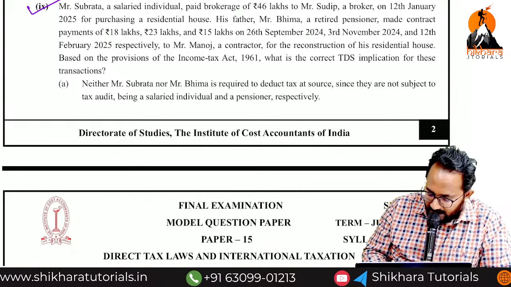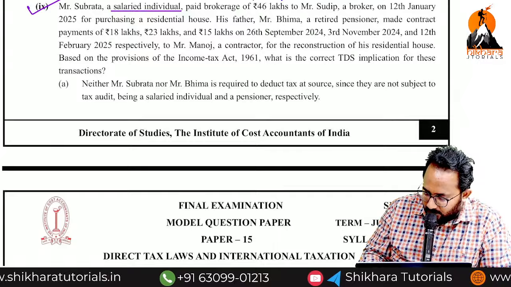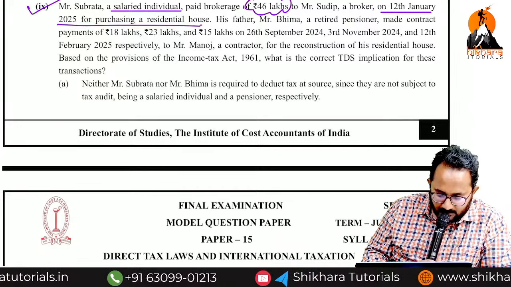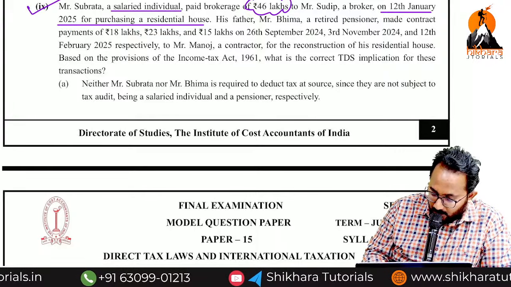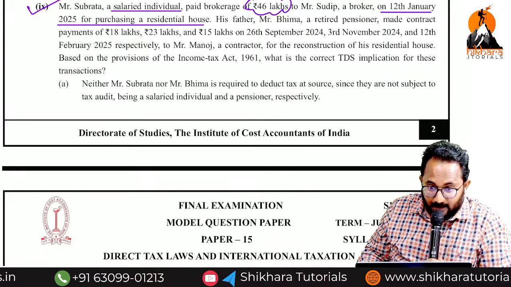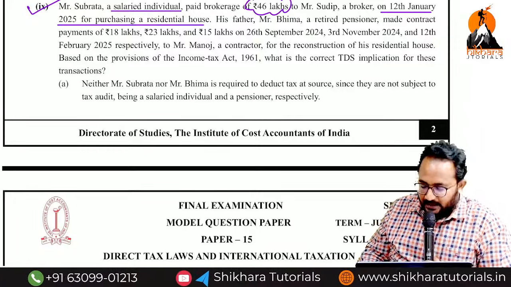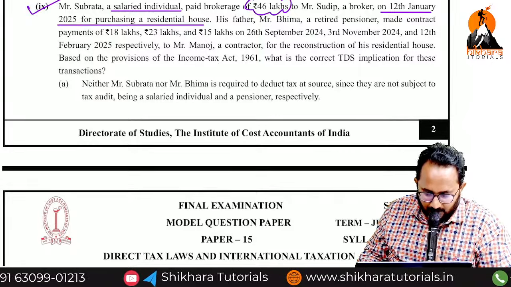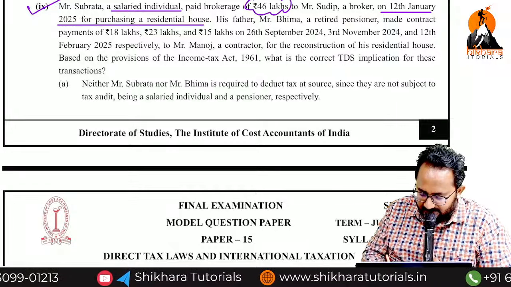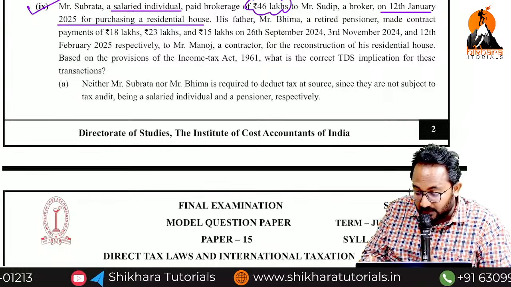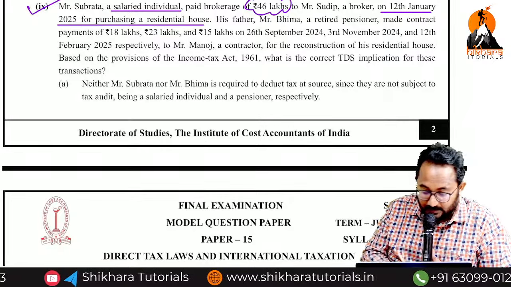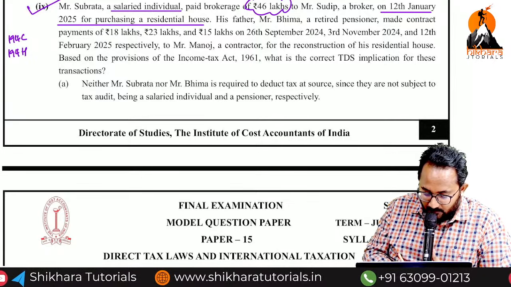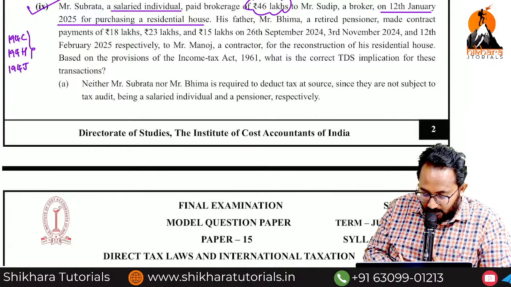Okay, a salaried employee paid brokerage to Sudeep on this date. Can you tell me, brokerage paid, is 194H applicable? No. 194H is applicable in case of persons other than an individual or HUF. An individual or HUF is covered only if turnover or gross receipts are more than 1 crore or 50 lakh. But this is a salaried individual, so 194H is not applicable. Sir, then shall we check 194C, 194H, 194J?